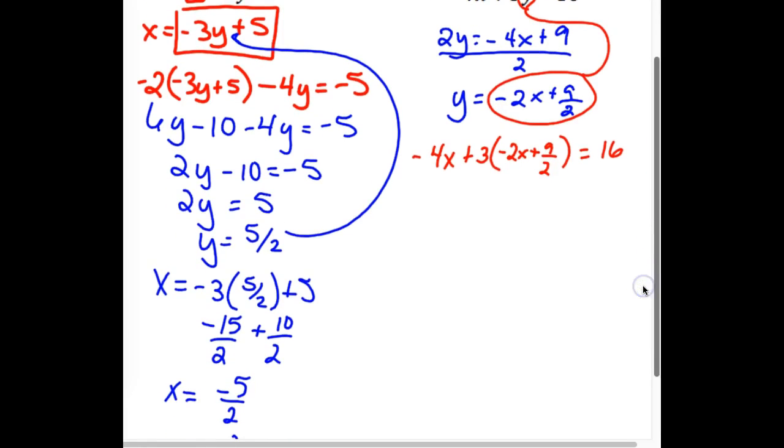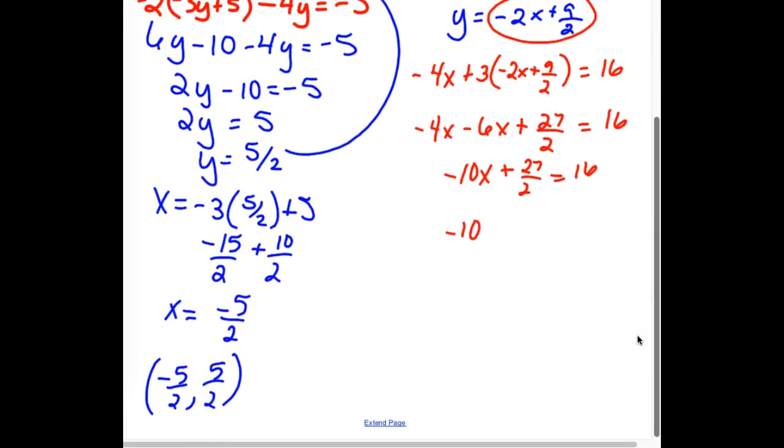We're going to distribute. Distributing gets us negative 6x plus what? 3 times 9 halves. 3 times 9, 27 halves. Okay. Combining like terms, we have negative 10x plus 27 halves equals 16. I'm going to have to subtract the 27 halves from 16. But 16 could be rewritten as what? 32 halves? All right, so let's replace that with 32 halves. What's 32 halves minus 27 halves? 5 halves?